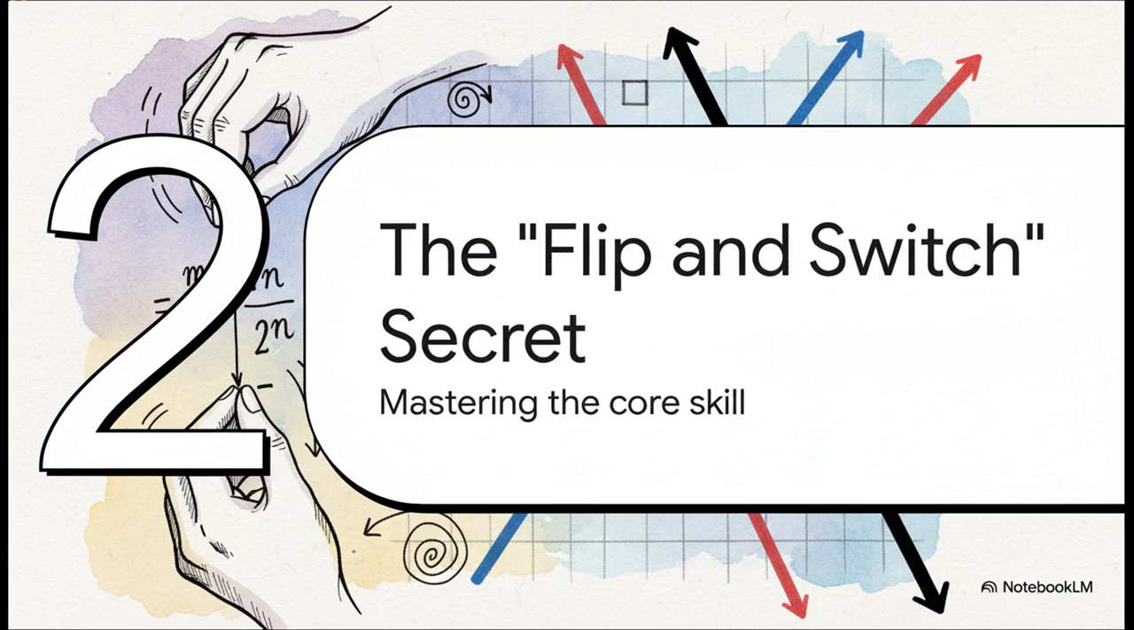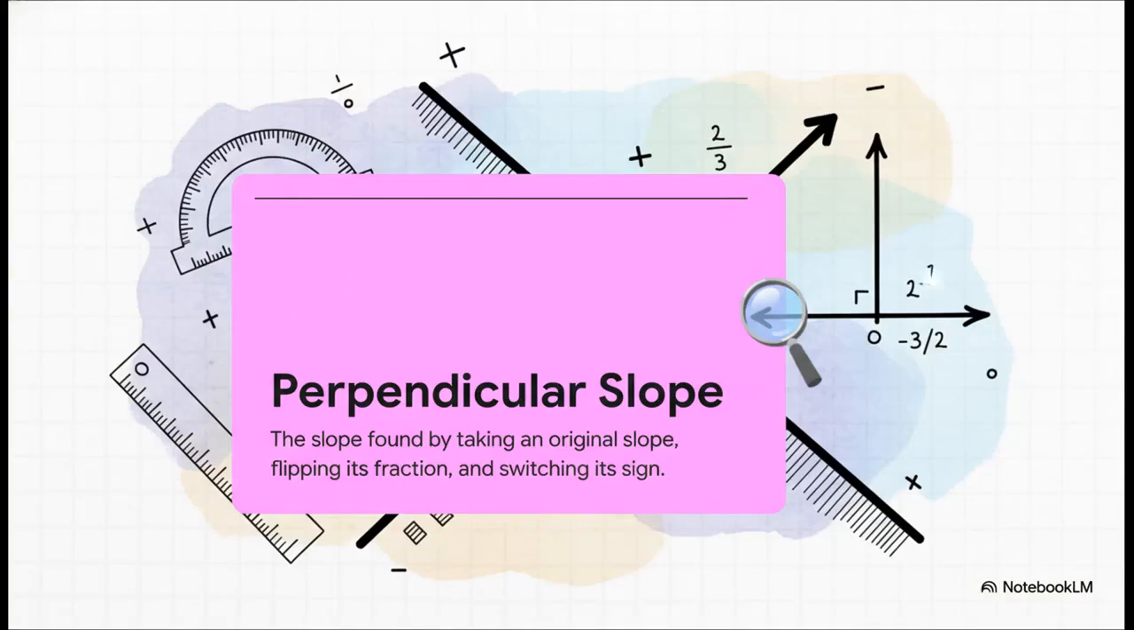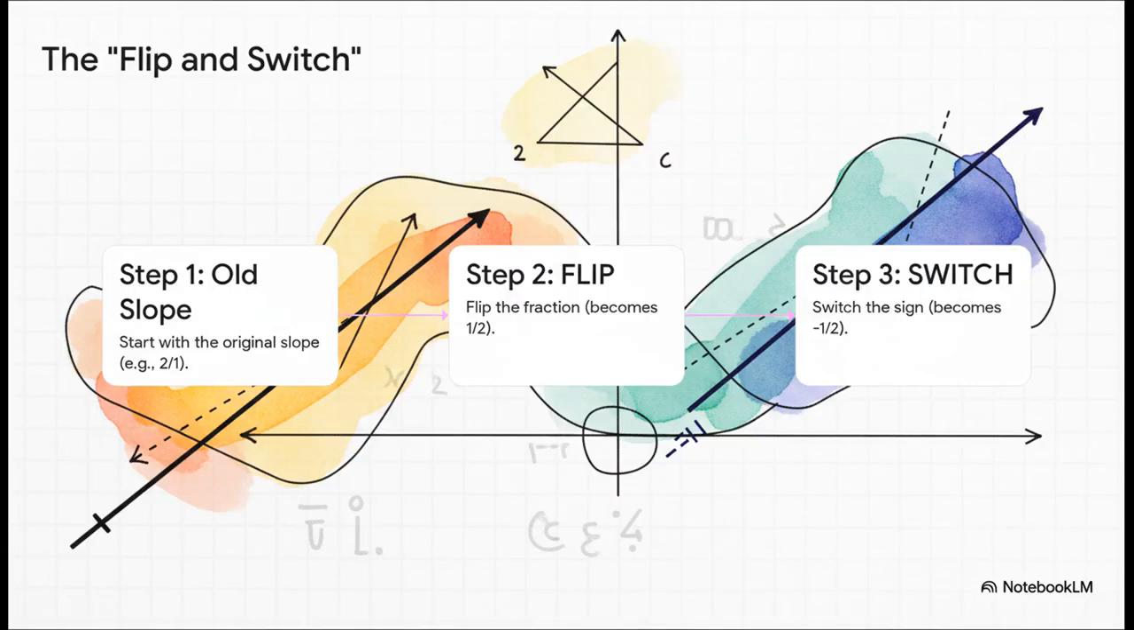Well, this brings us to the core technique, which is honestly like a secret weapon for this whole topic. It's a simple, easy-to-remember method that I call the flip and switch. Now, the official fancy math term for this is the negative reciprocal. I know, it sounds a little intimidating, but really it's just a formal way of saying you do two things. You take the slope, flip it upside down, and then you change the sign. That's it.